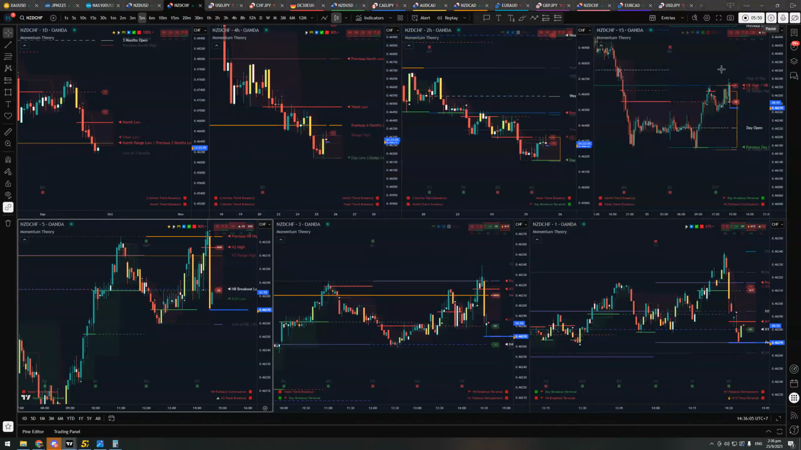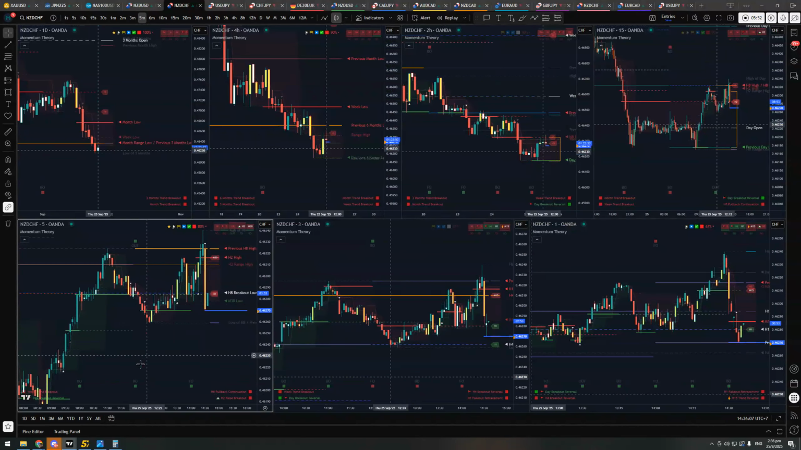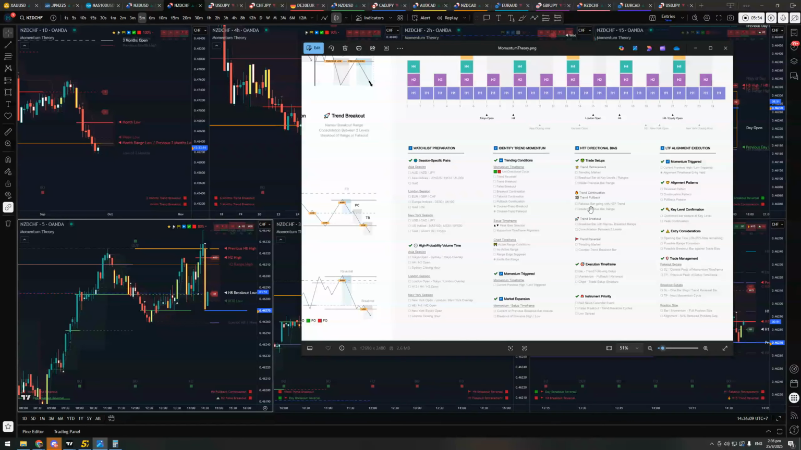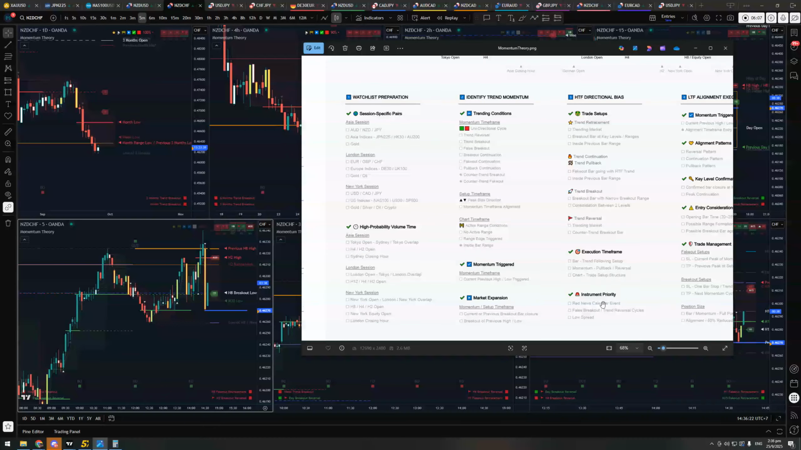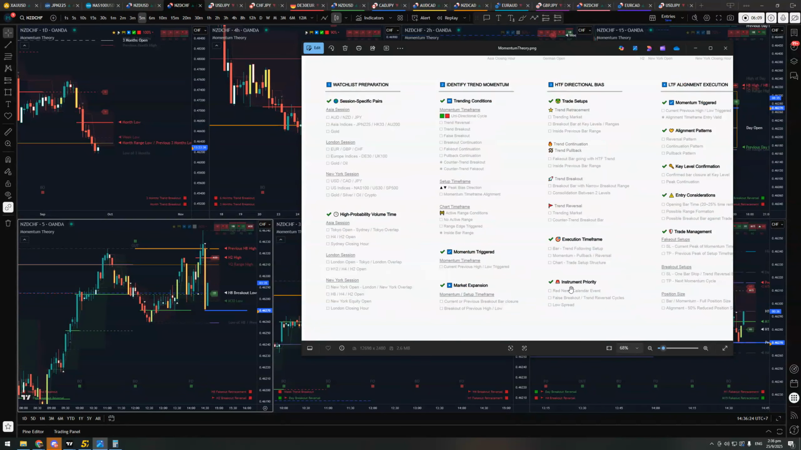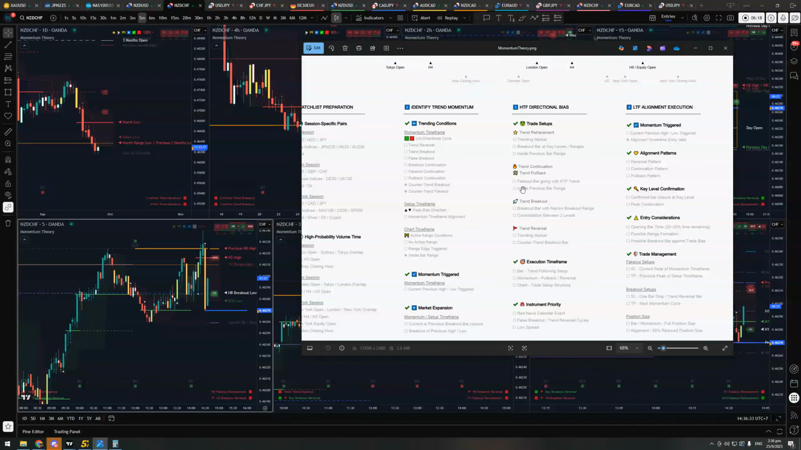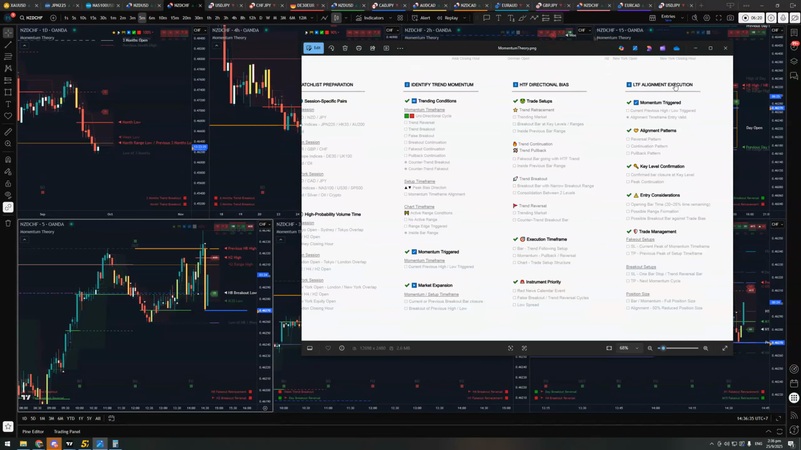Hold on a second. Okay, so I've identified my setup. I know my execution time frame is on the M5 and instrument priority, looking at venues. This is basically if I have lots of instruments, which one I'm picking. And so I want to pick ones that have calendar venues. Those are the ones that usually will have stronger moves, or I'm looking for reversal cycles and then pairs with low spread. Once I have that set up, then I'm looking for my alignment patterns.